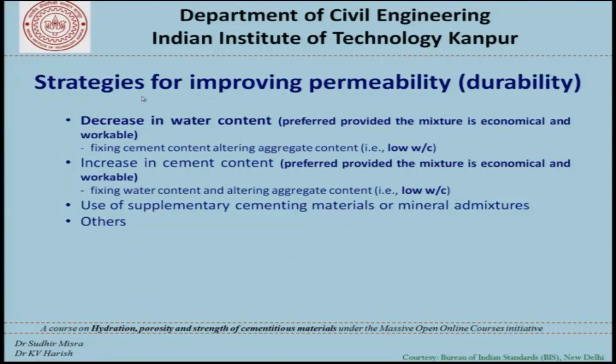The following provides the strategies for improving permeability or durability. First one is decrease in water content. This is usually preferred provided the mixture is economical and workable. This can be done by fixing cement content and altering the aggregate content, which will result in a low water to cement ratio. Increase in cement content is preferred provided the mixture is economical and workable. This is done by fixing water content and altering the aggregate content, and this will also result in a low water to cement ratio. The third one is use of supplementary cementing materials or mineral admixtures, and you also have other strategies.